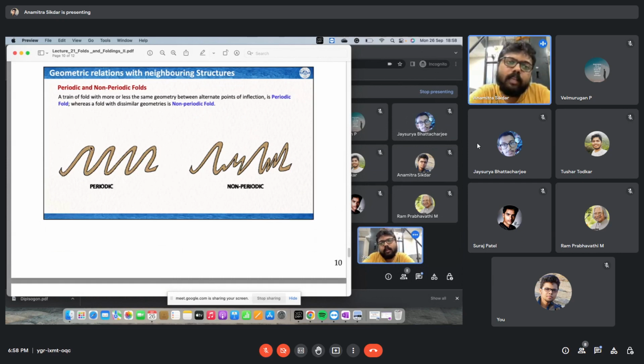So the distance between this crest and this crest is equal to the distance between this crest and this crest, right? And so it is with the troughs. Here this distance is more or less equal to this one. In the case of this fold, this one is very short compared to this one, right? And the amplitude also differs, right? So yeah.